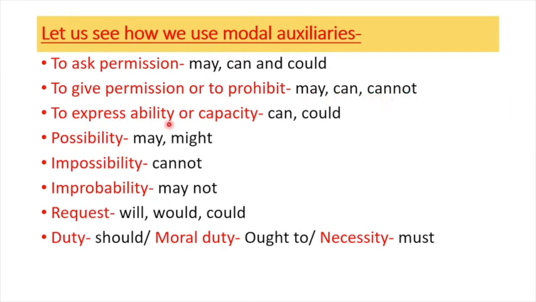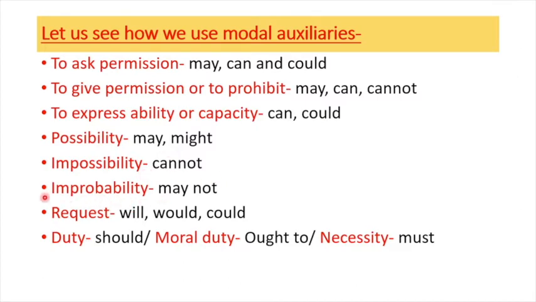To express ability or capacity, we use can in the present tense and could in the past tense. To express possibility, may in the present tense and might in the past tense. Impossibility, when something is impossible, we say cannot. It may be true and it cannot be true. It might be true, it could not be true. Can in the past is could. So when we say it might be true, it could not be true.